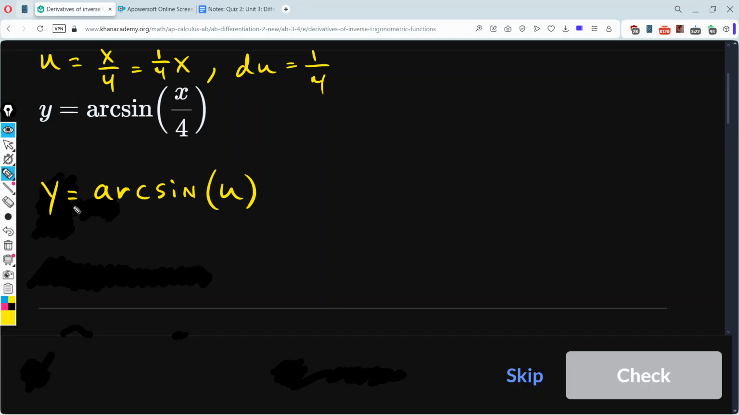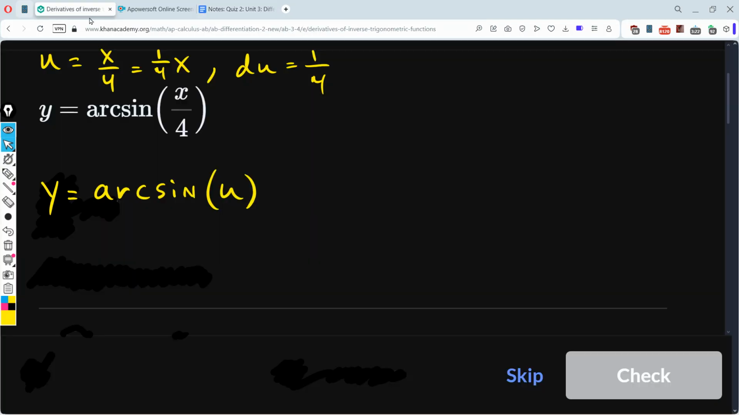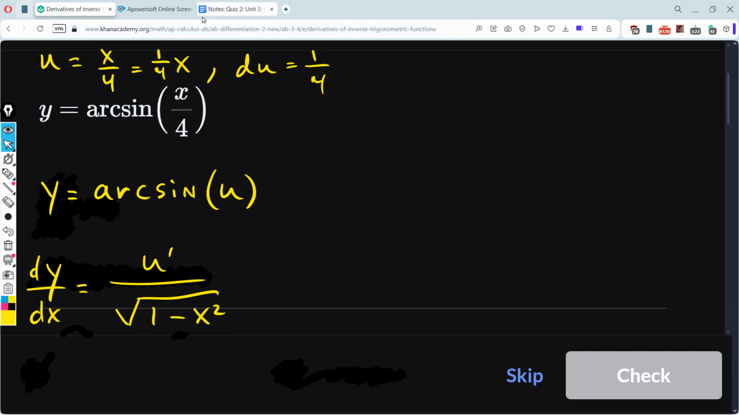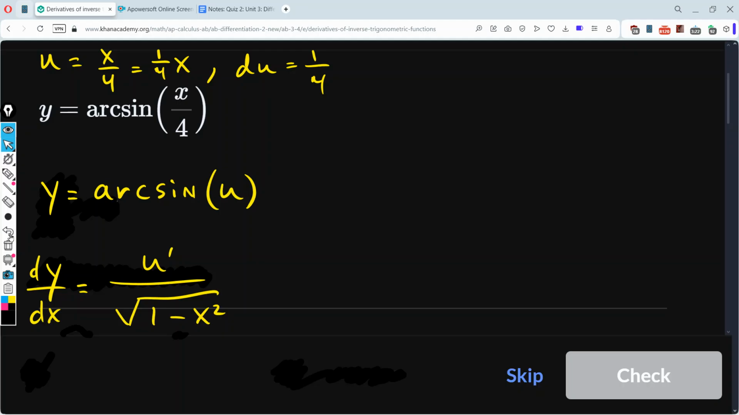All right, so we have everything we need. We just need the formula real quick for arc sine. That's going to be u prime over radical 1 minus u squared. All right, so the derivative dy dx is going to be u prime over radical 1 minus x squared. Or no, that's u squared. Let me double check here. Radical 1 minus u squared. Okay, that makes more sense.